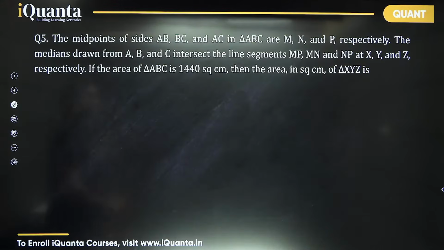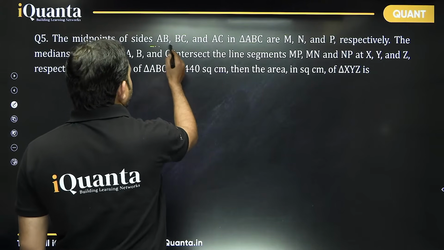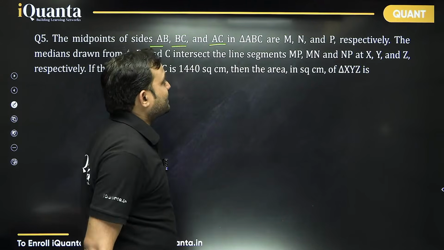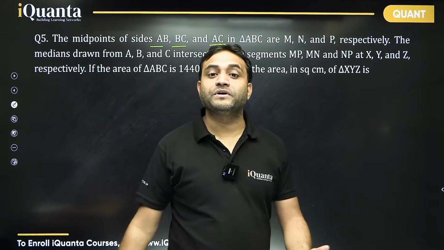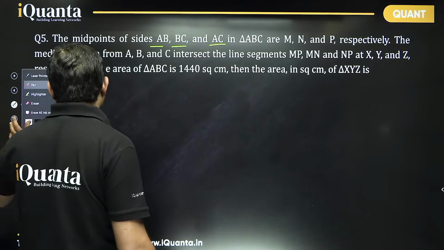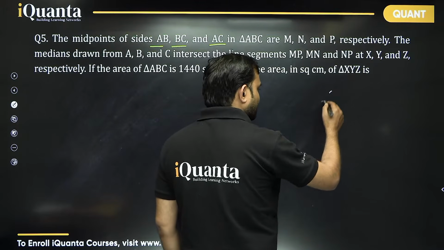Answer is option A. The midpoints of sides AB, BC and AC in triangle ABC are M, N and P respectively. So let's draw this triangle and then we will read the further instructions.